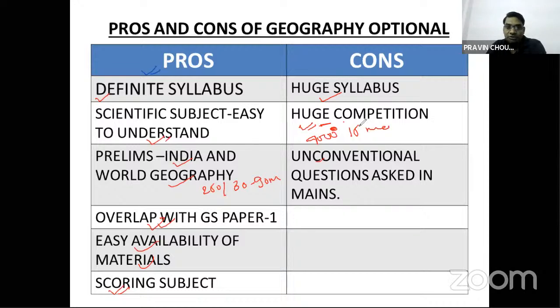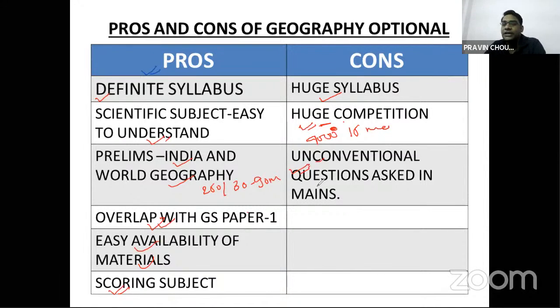OK, so there is huge competition, but no need to fear the huge competition. Unconventional questions asked in mains. Another important negative point about the geography optional is unconventional questions, meaning sometimes you will see a question out of syllabus, and students wonder from where they ask such type of question. So this is not true for each and every year.